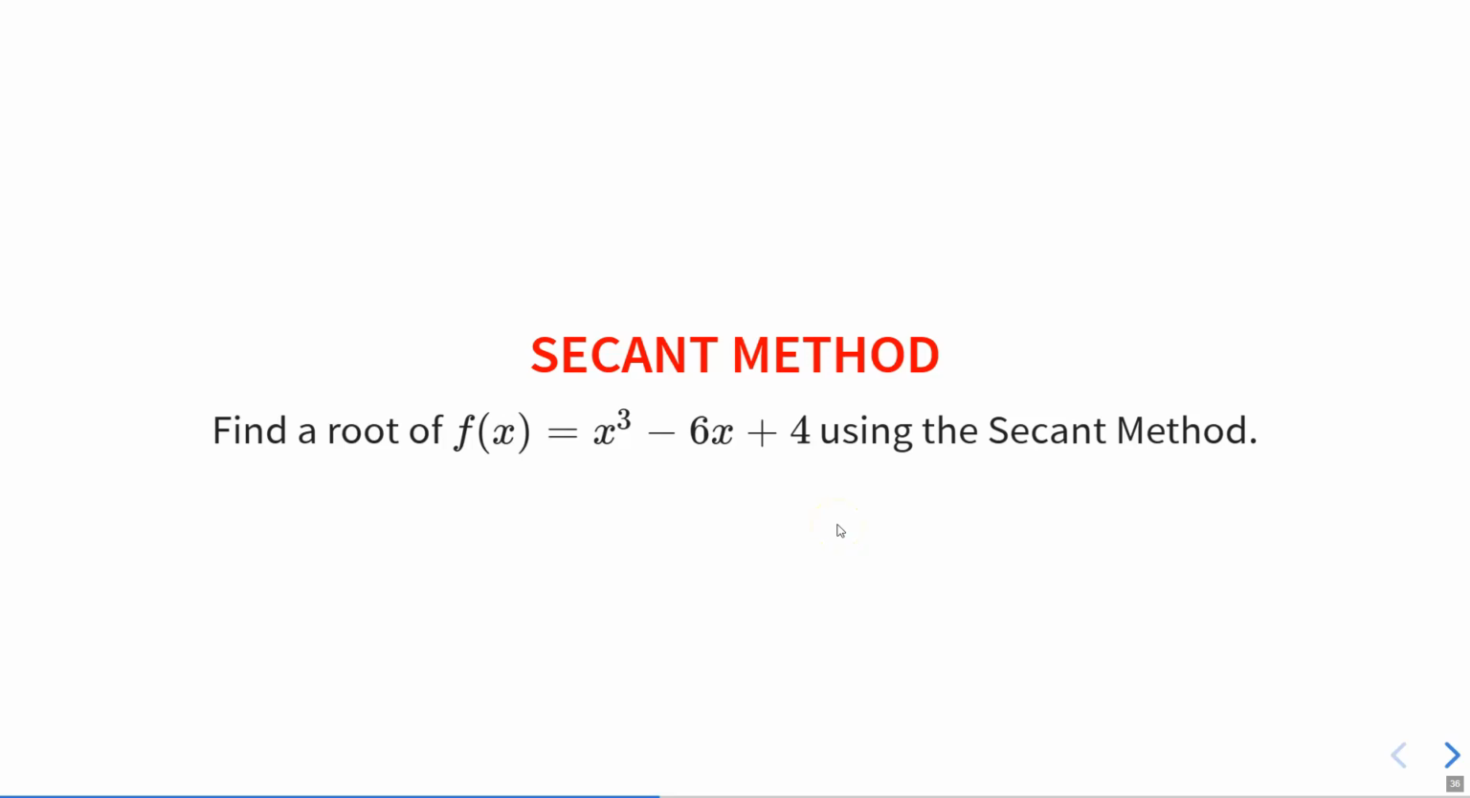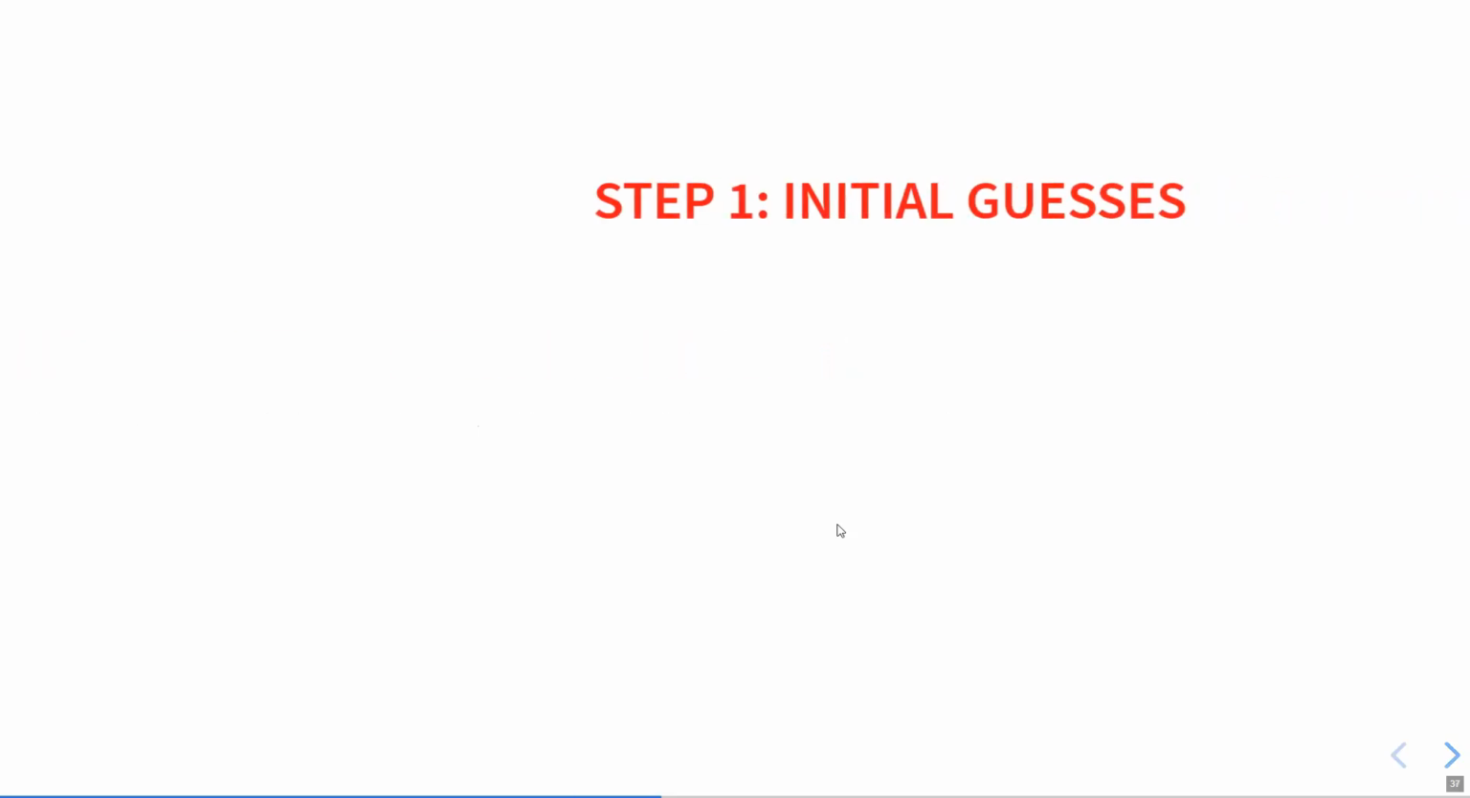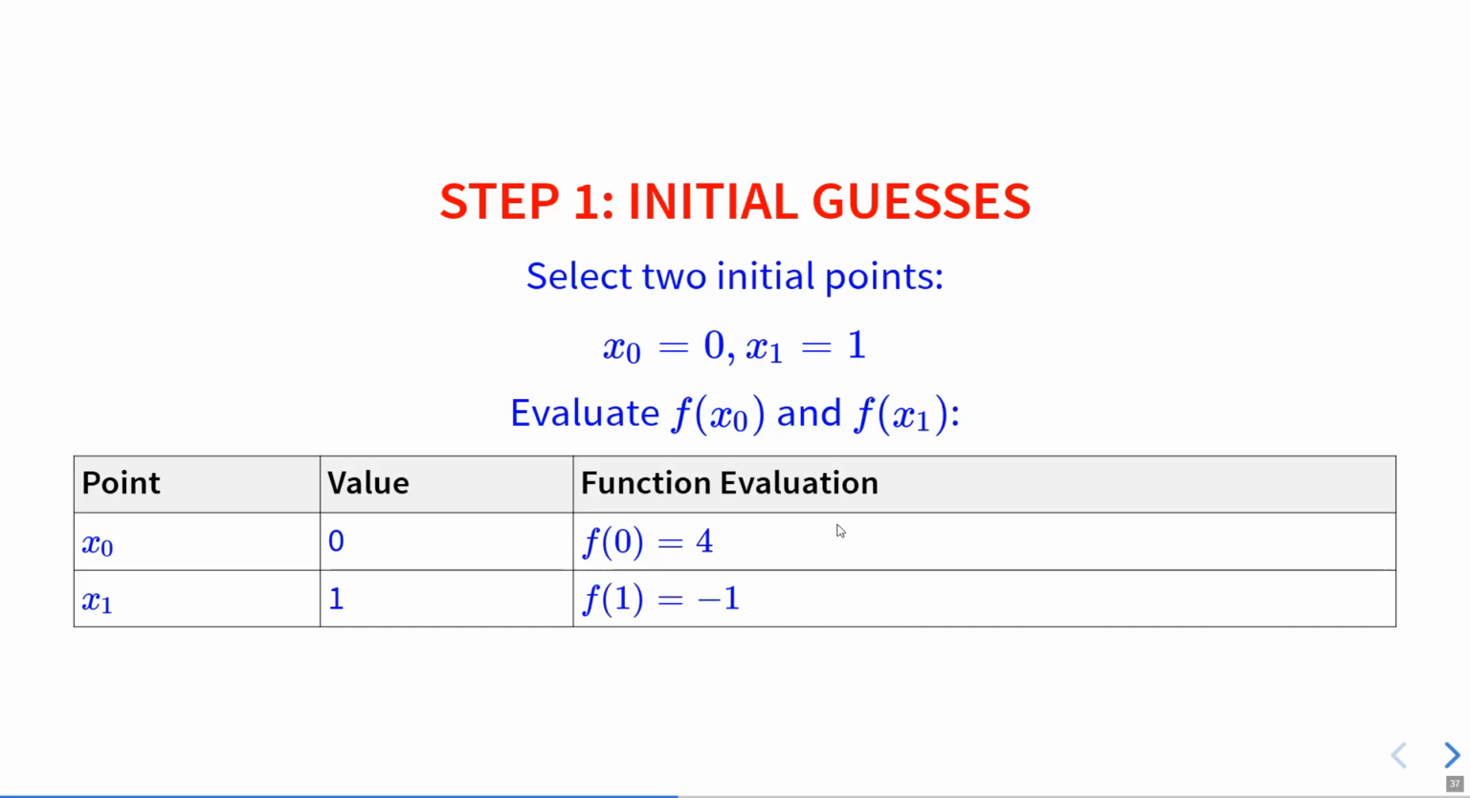Today I am going to talk about the secant method, one of the root finding techniques. So here is the problem. Find a root of f(x) = x³ − 4x + 4 using the secant method. For the initial guesses, we need two initial points for the secant method: x0 = 0 and x1 = 1.